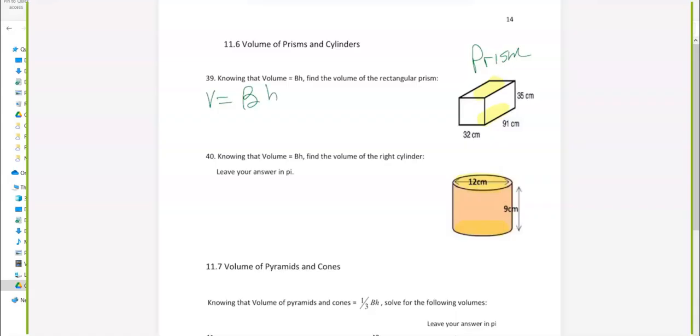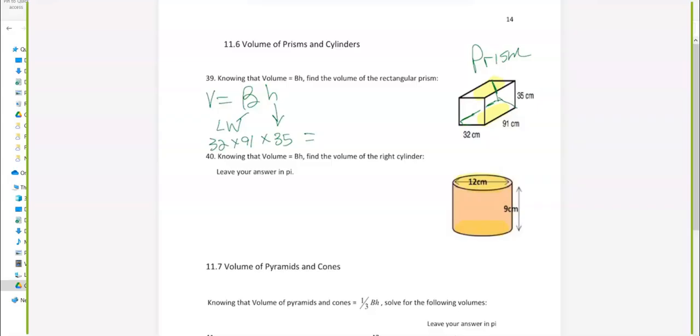Okay, so let's say that the bottom of this is going to be my base. Okay, so this bottom is my base. So get the area of the bottom by saying length times width. So that's going to be 32 times 91. That makes 35 the height. Multiply those 3 numbers together. You get 32 times 91 times 35.